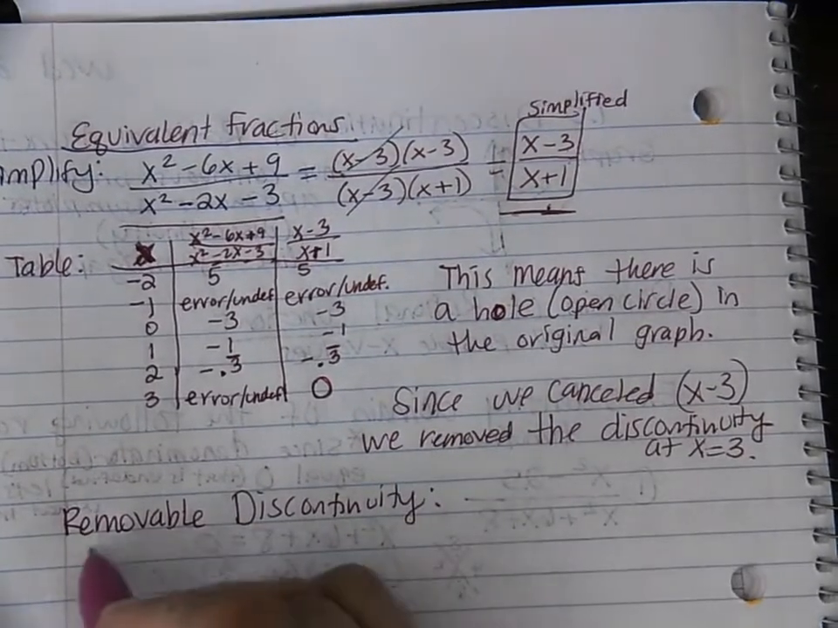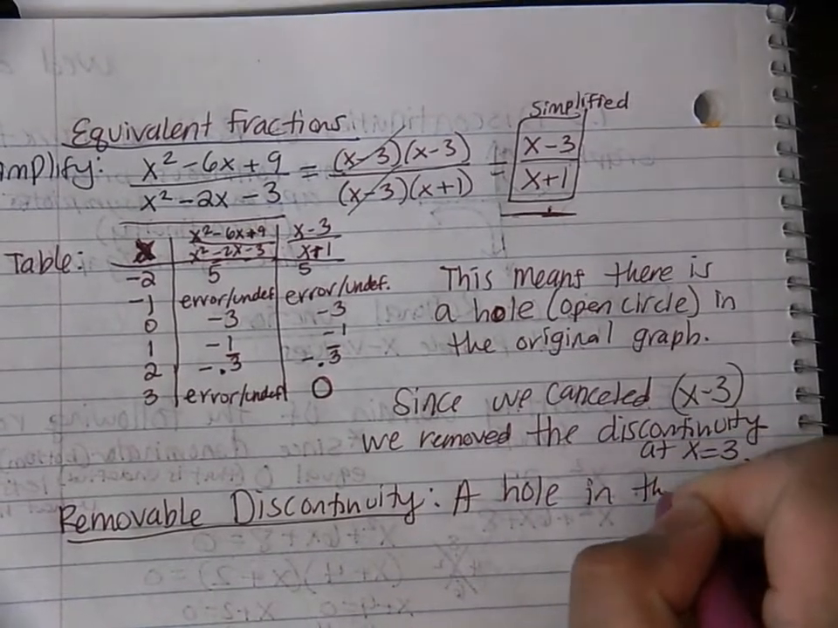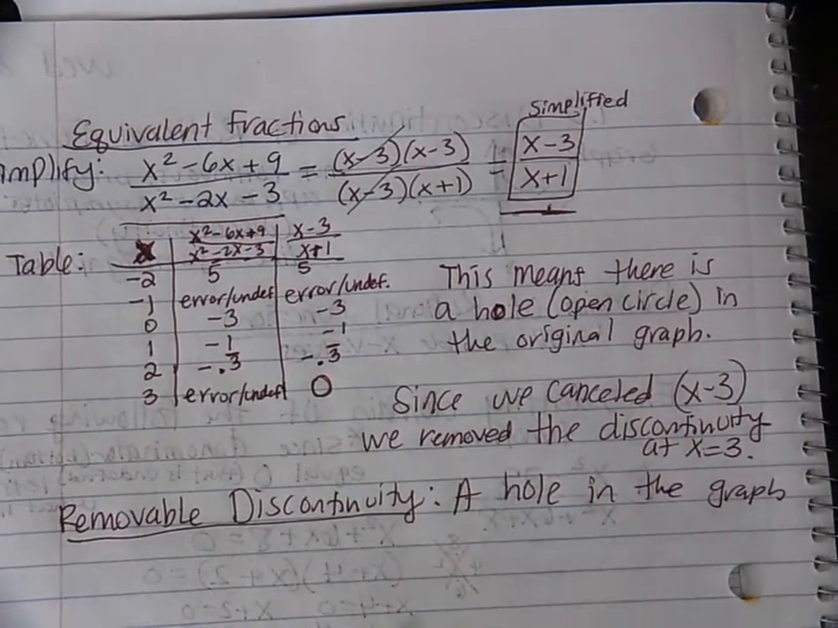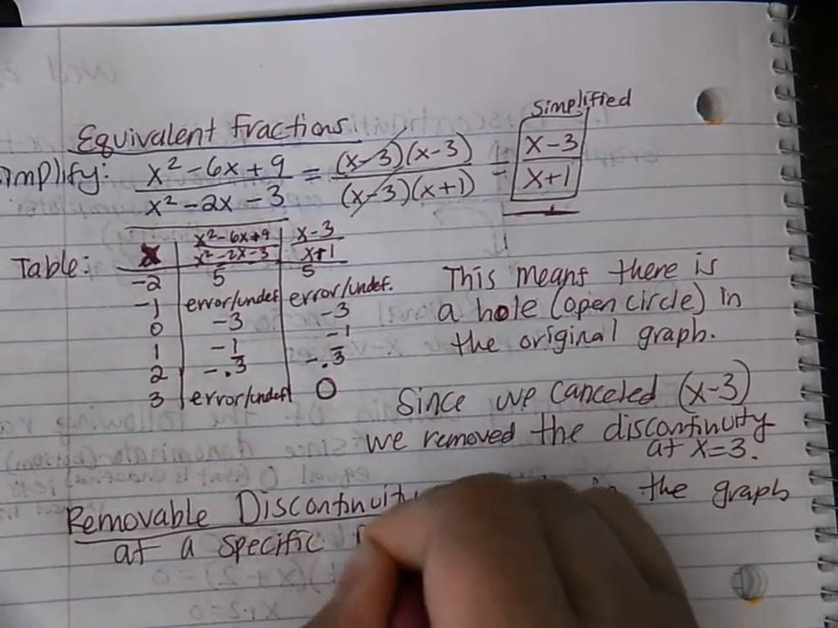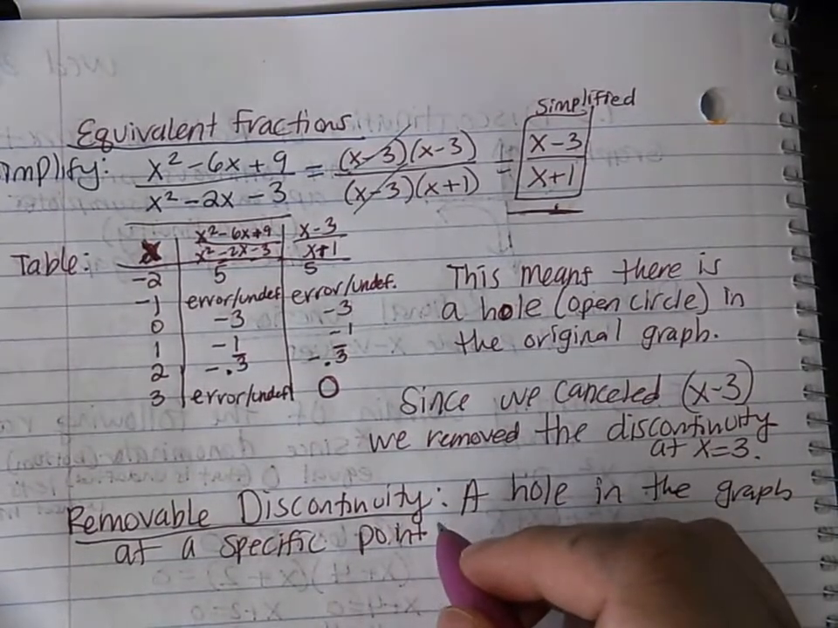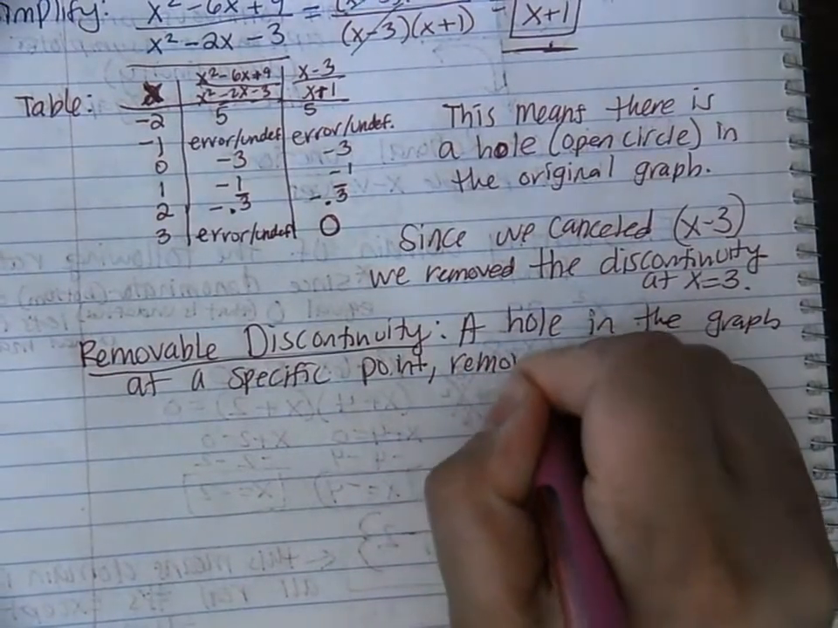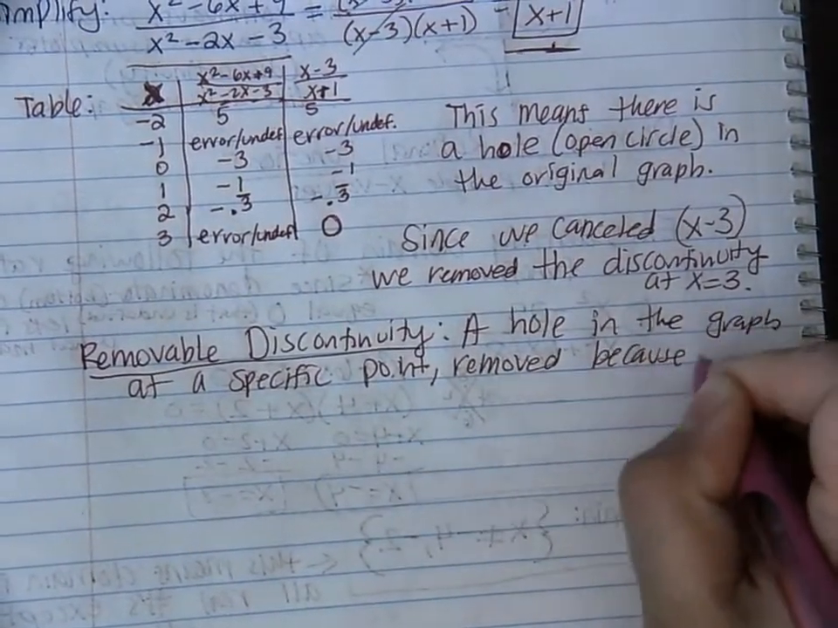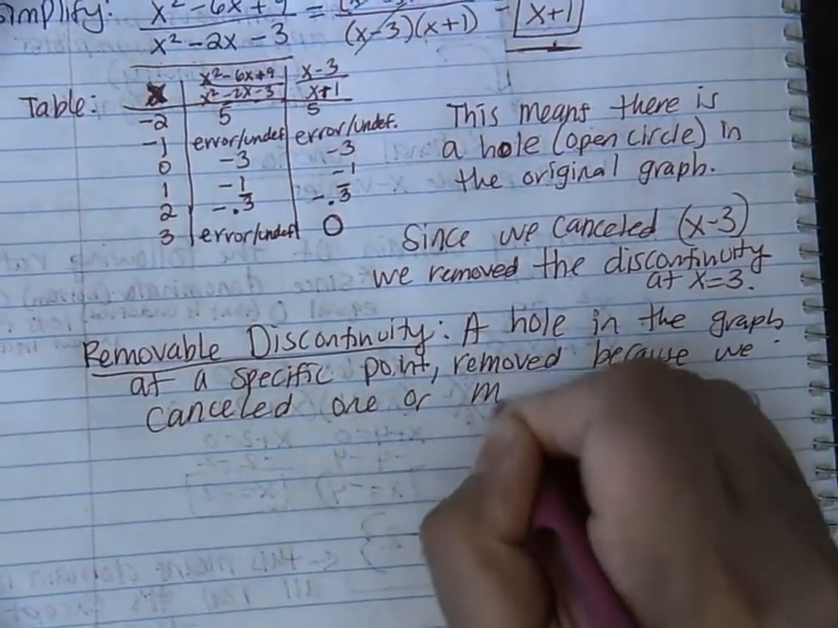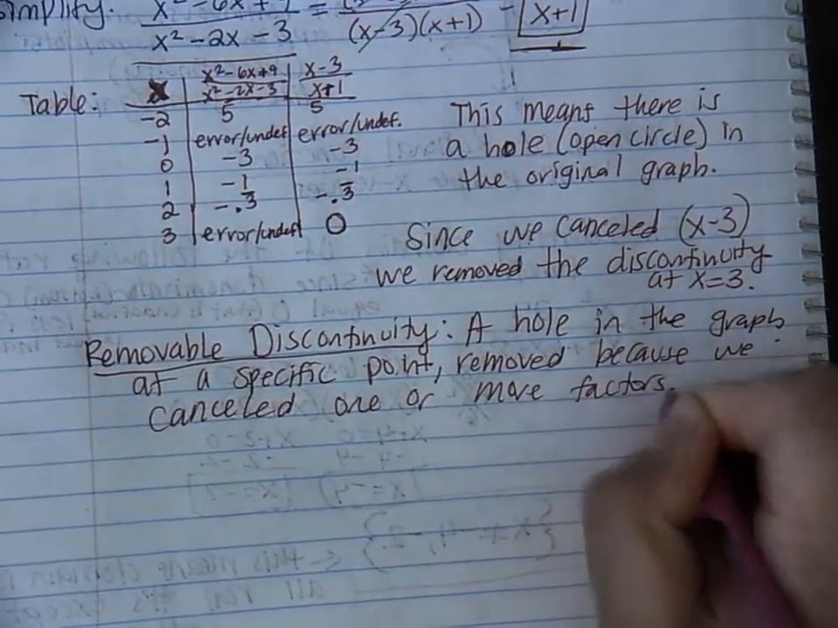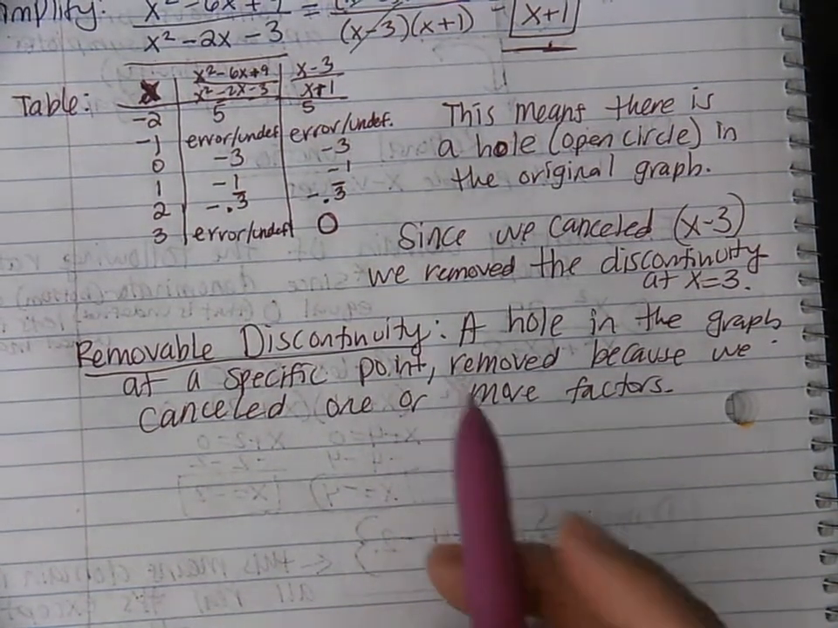So a removable discontinuity is basically a hole in the graph at a specific point. And it's removed because we canceled one or more of the factors. In this case, it was just one factor from top and bottom, the x minus 3, but you could technically do more than that.